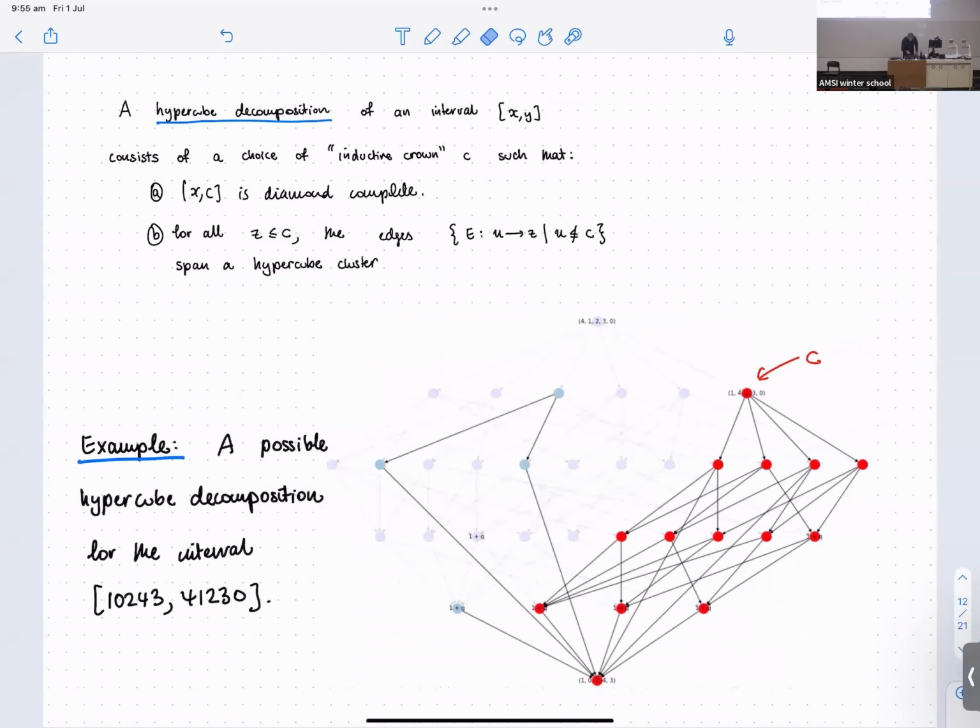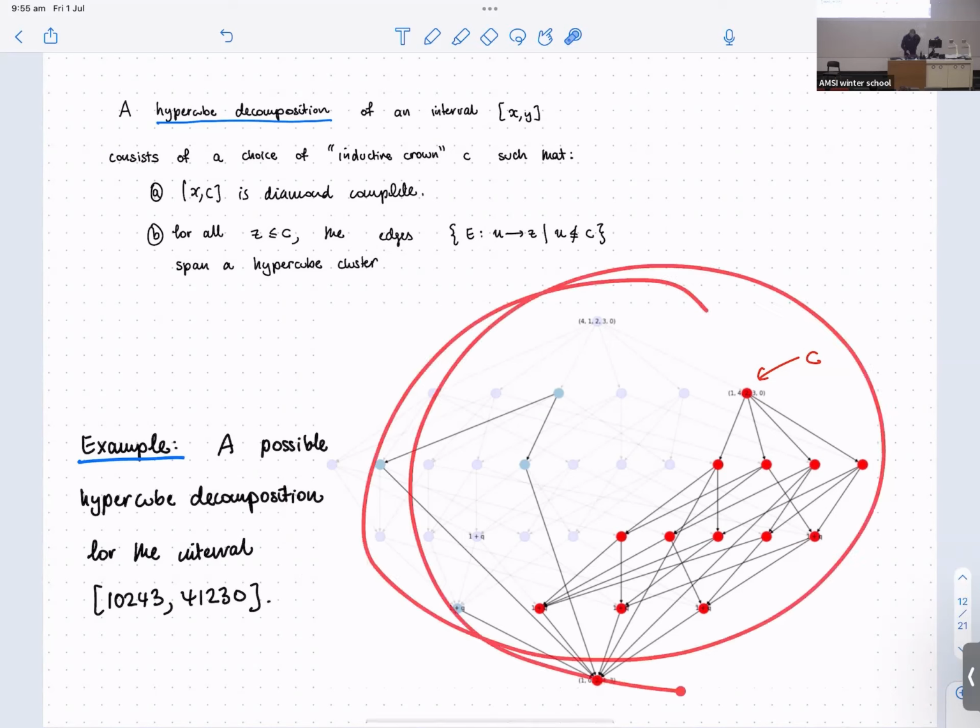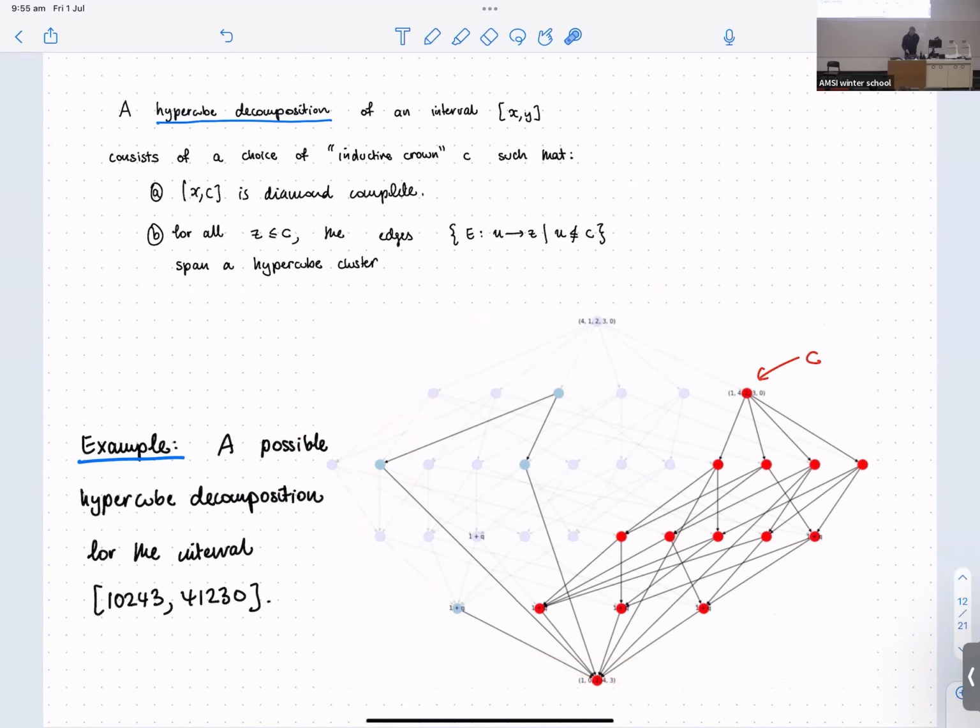Okay, so here's a non-trivial example. In the paper we do two examples. One's kind of trivial, and this is the non-trivial example. So here's a big interval, and this is already a size that I have no idea how to think about really. And this is an example of a hypercube cluster.